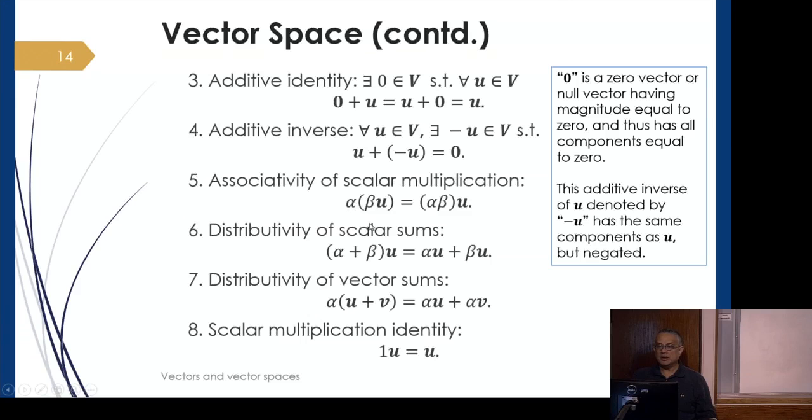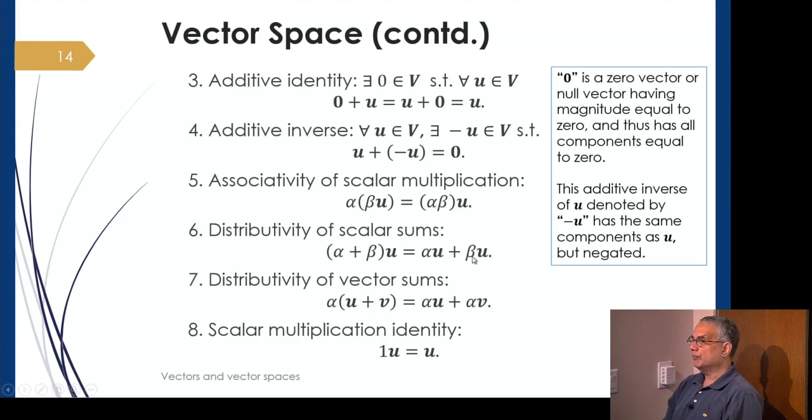So what we mean here is if you do alpha times beta times U, you take the product alpha beta first, then do the scalar multiplication with U. Distributivity of scalar sums. If you do alpha plus beta, take the sum first and multiply it with U, you could as easily do alpha times U plus beta times U. And distributivity of vector sums, alpha times U plus V, where you do U plus V first and multiply by the scalar, is the same as alpha U plus alpha V.